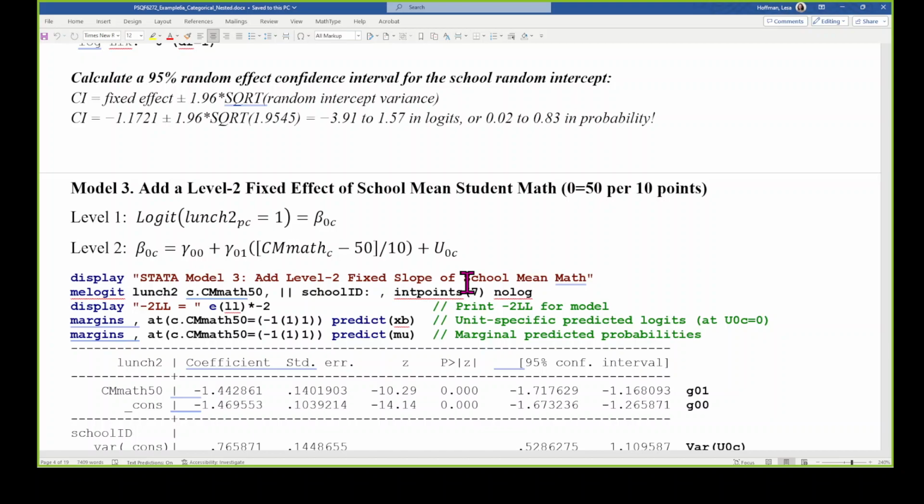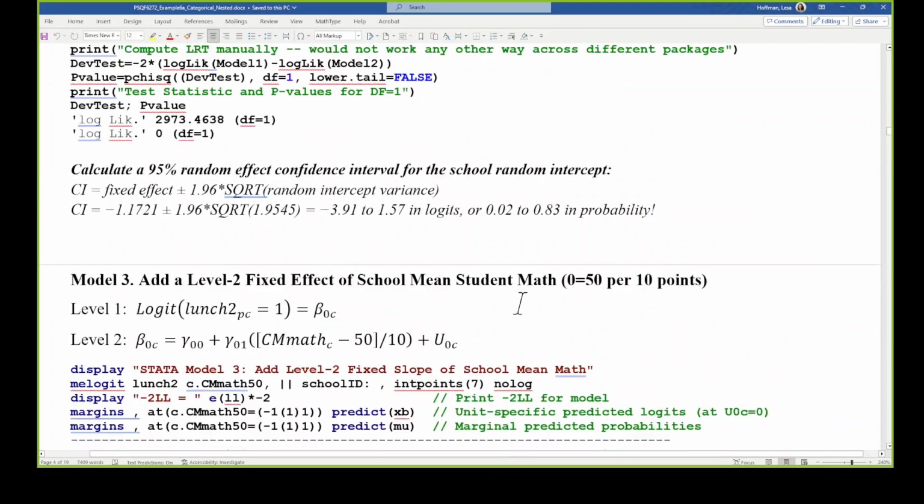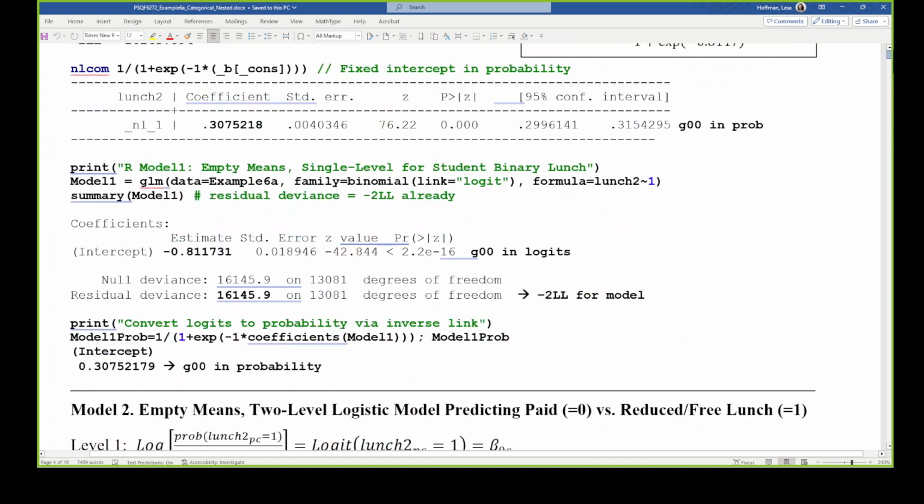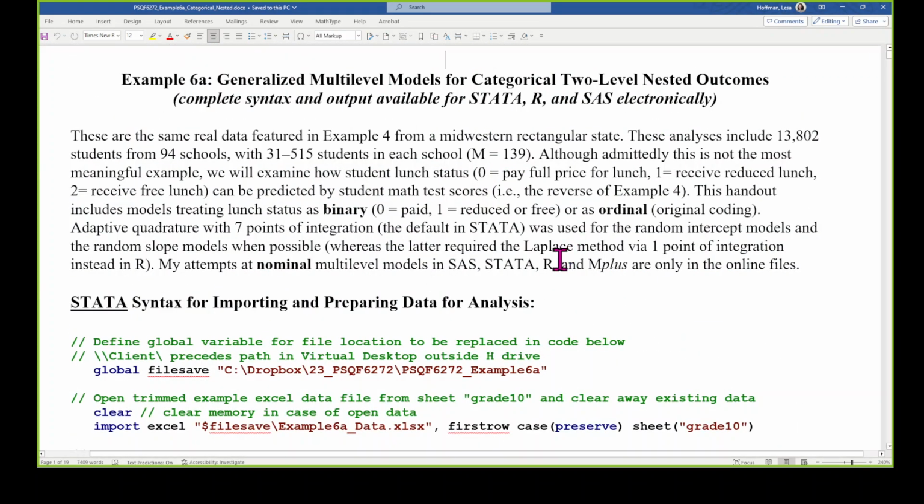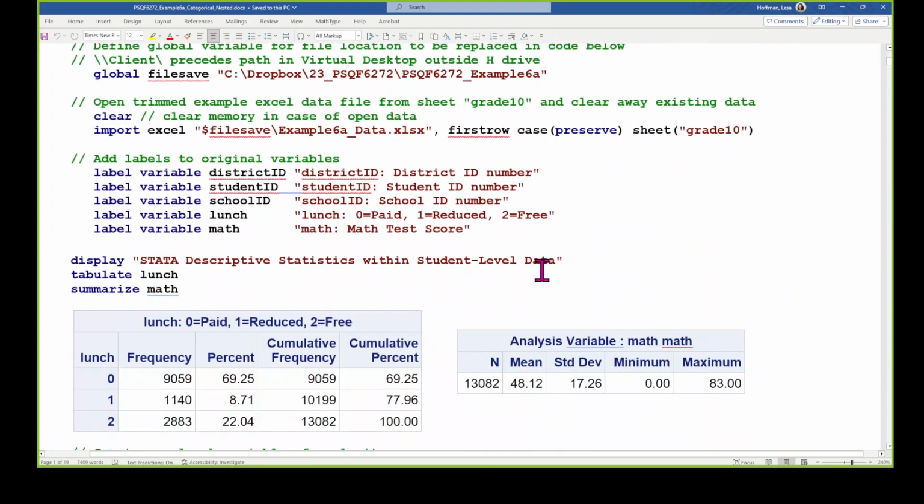Example 6b is a brand new data set, by the way, and it has an interesting story to go with that as well. But we're not going to get there today. Okay, re-go over or review? Review? Okay, because I think we've done this a couple times.